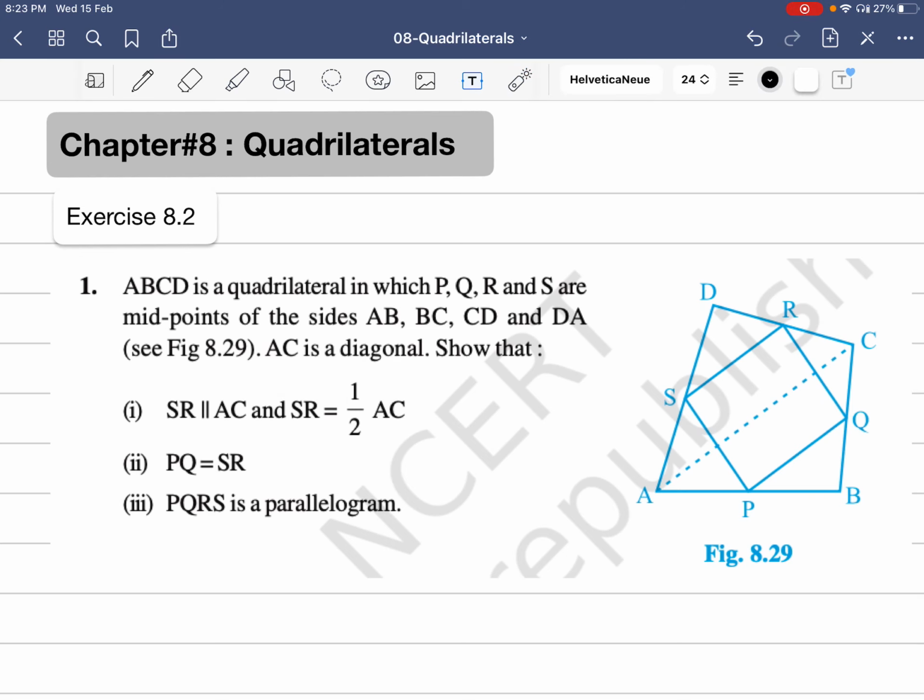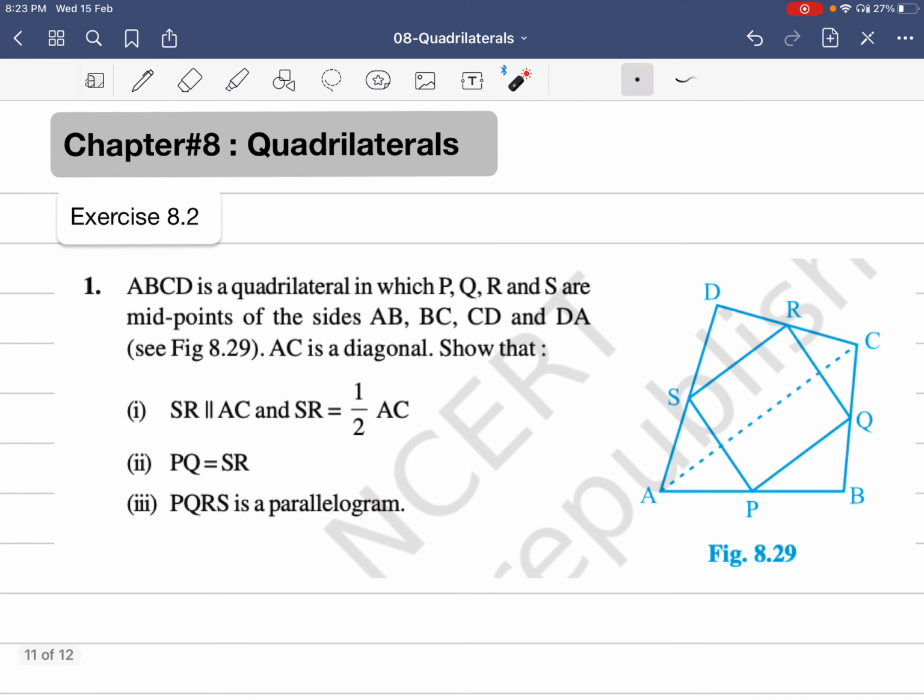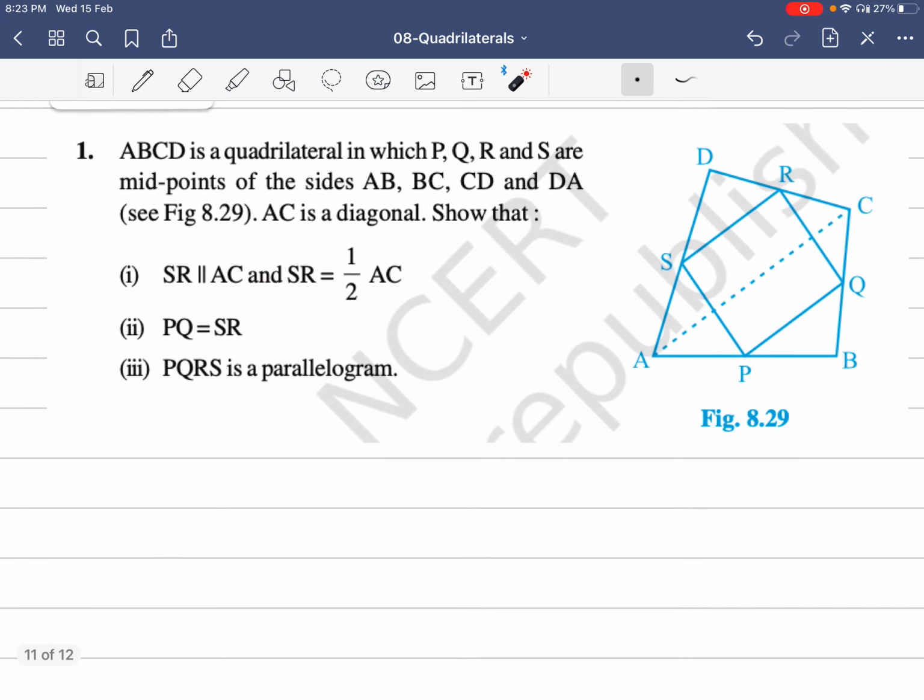So in this video, we are going to solve problems from exercise 8.2, which belong to chapter number 8, quadrilaterals. So let's see what is problem number 1.